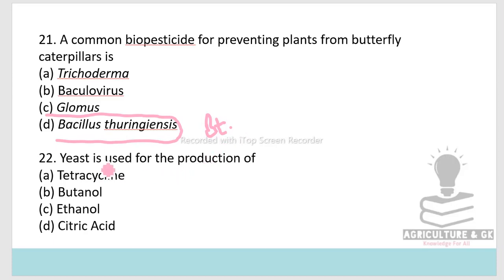And next question is, yeast is used for the production of tetracycline, butanol, ethanol, citric acid. So we know the yeast that we use is used for the production of citric acid. So our answer will be option D.